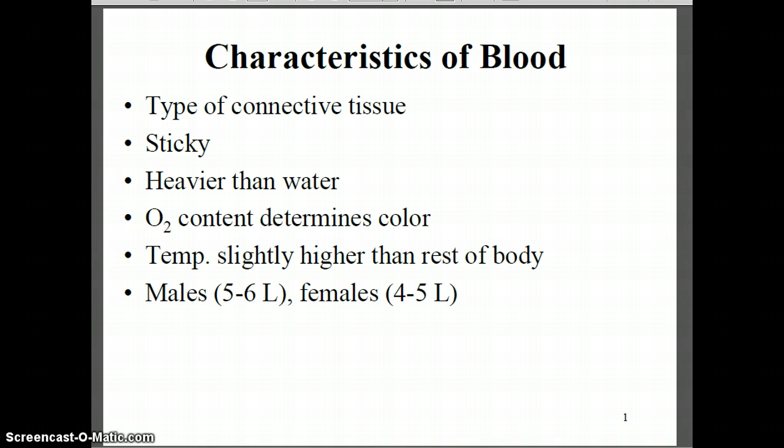The more the oxygen content, the brighter red the blood will be. Blood is not really blue, but it will be less red, or less bright red, the less oxygen content. The temperature is slightly higher than the rest of the body. Males on the average have 5 to 6 liters of blood. Females on the average have 4 to 5 liters of blood.